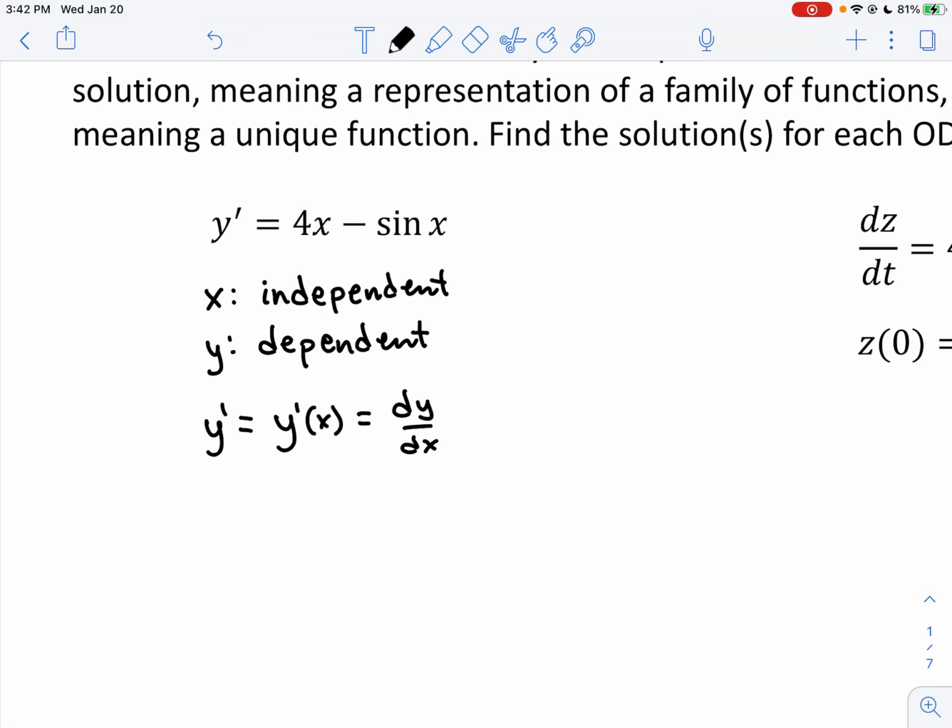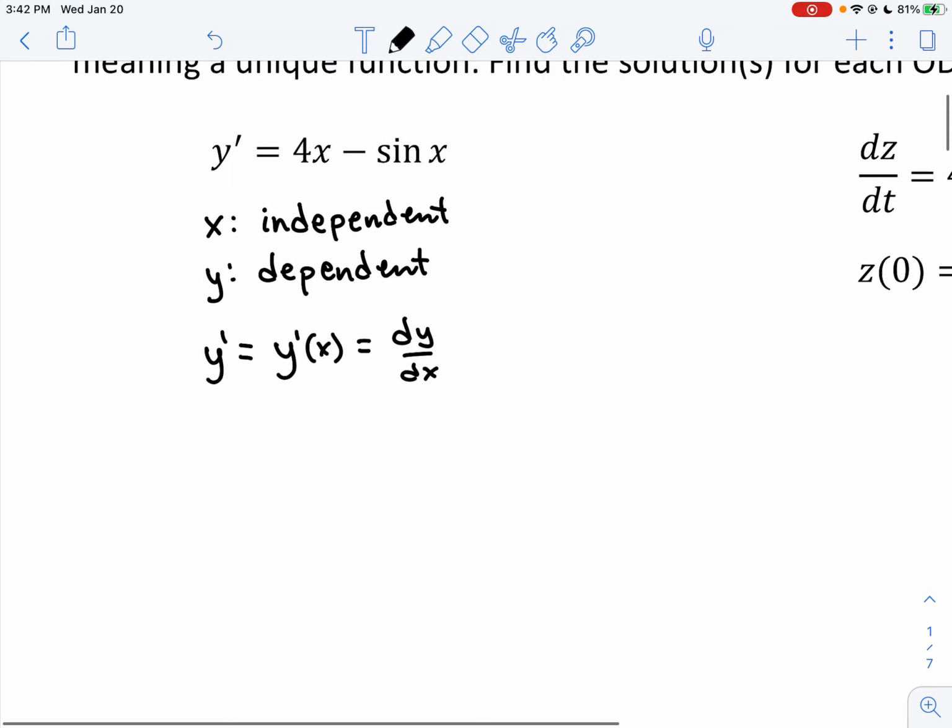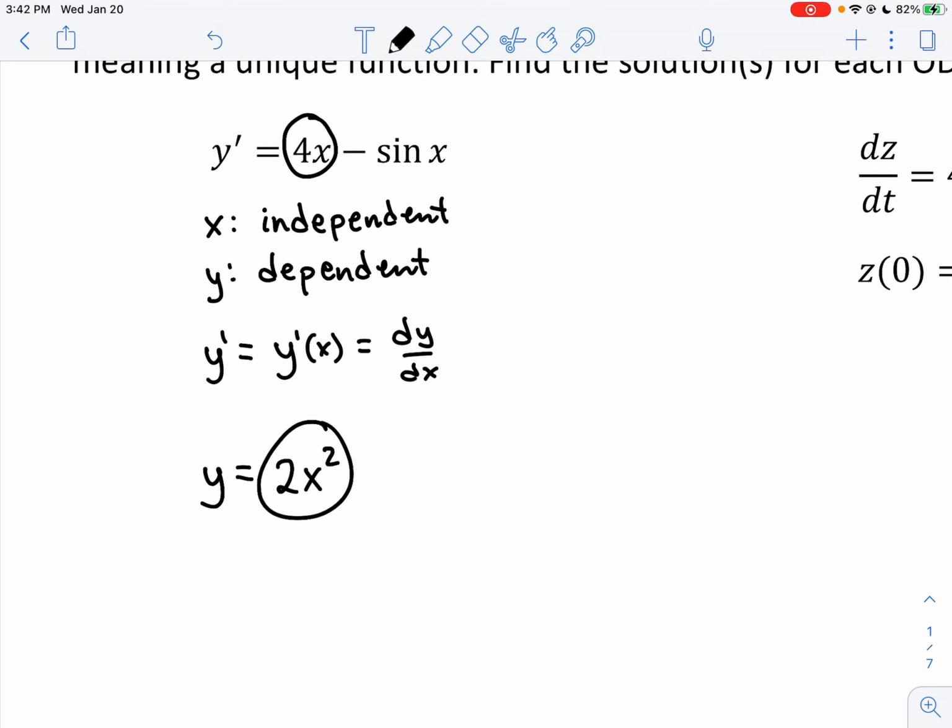Well, this is going to be as simple as doing an antiderivative. So the original function, y of x, or just y, is, let's do an antiderivative rule on 4x. We increase the power from x to the 1 to x squared and divide by 2. And there's already a 4 there, so we just get 2x squared. And just quickly verify, the derivative of 2x squared is 4x. And then we need to do an antiderivative of negative sine of x. That's going to be positive cosine of x.